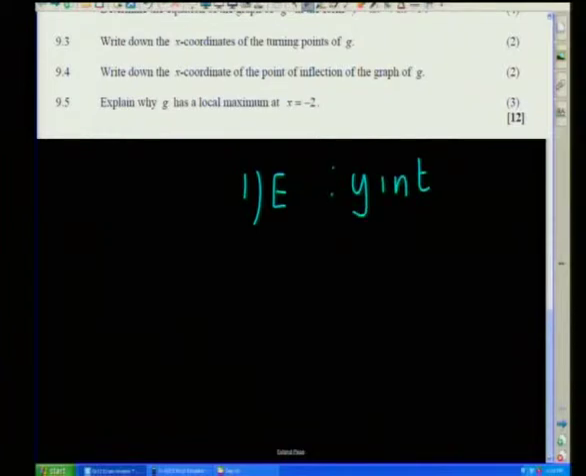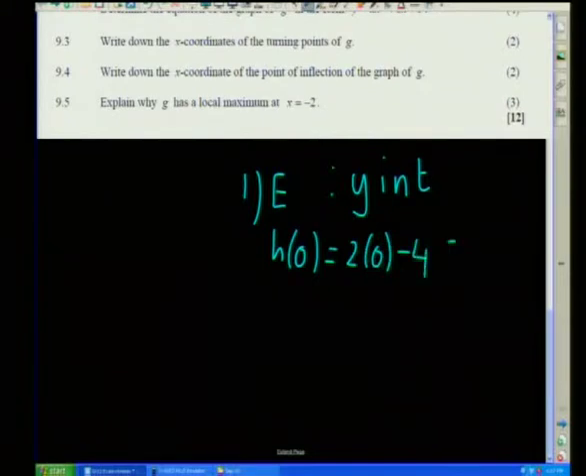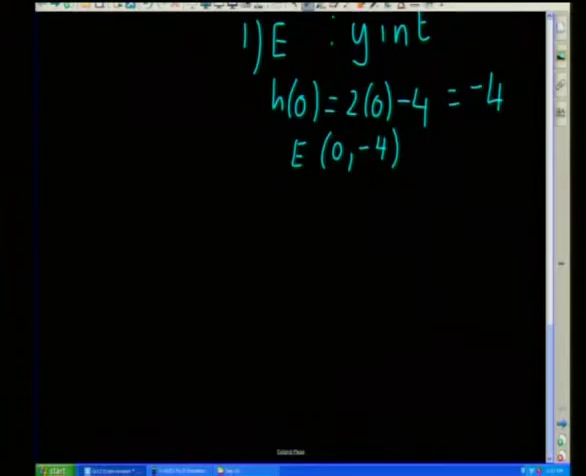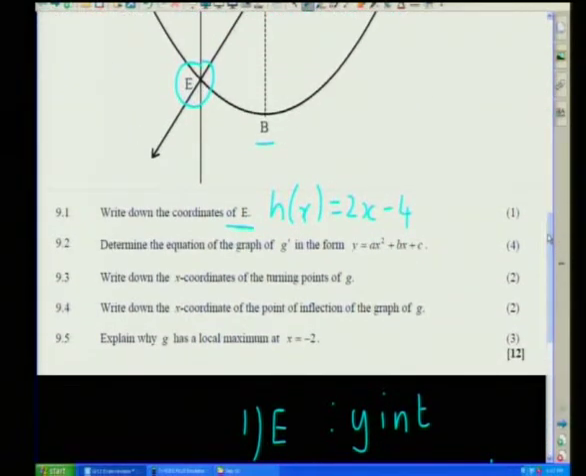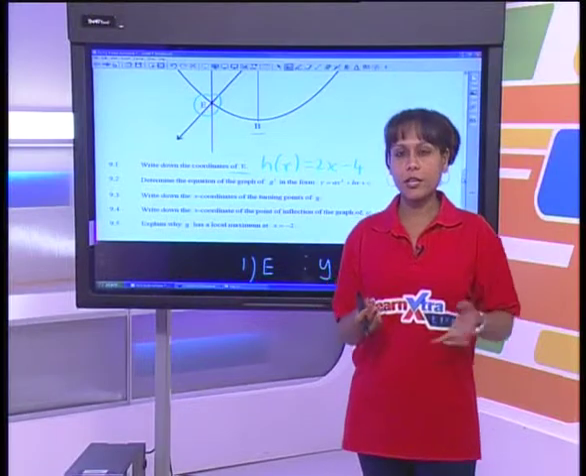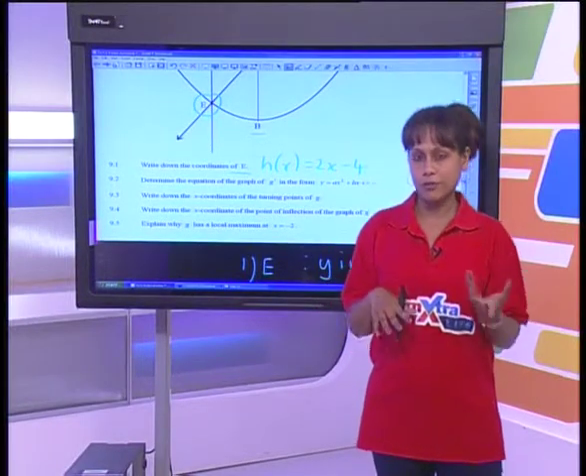y-intercept. How do I find y-intercepts? You say let x equal 0. So in h of x, I'm going to say h of 0. I'll get 2 times 0 minus 4, and that will give me an answer of minus 4. So therefore, the coordinates of point E are, it's your y-intercept, remember, so the x value is 0 and your y value is minus 4. Okay, so the first question, nice and easy, just working out the y-intercept of the straight line, which is obviously going to then be the y-intercept of the parabola.